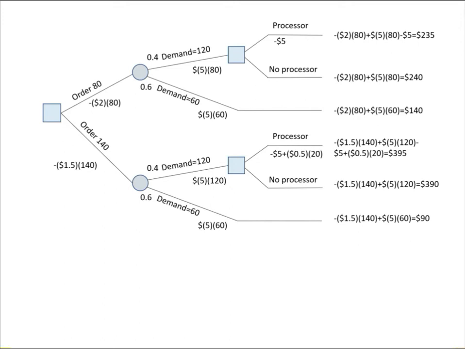Now we can move on to step 3, folding back the tree. You build the tree from left to right, you fold it back from right to left. Okay, you fold it back from right to left to find the optimal decisions.